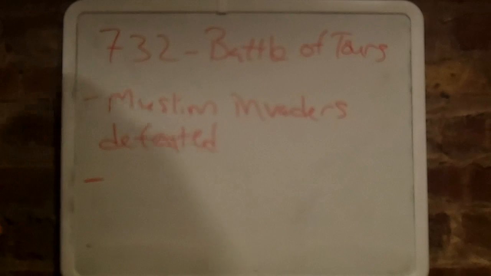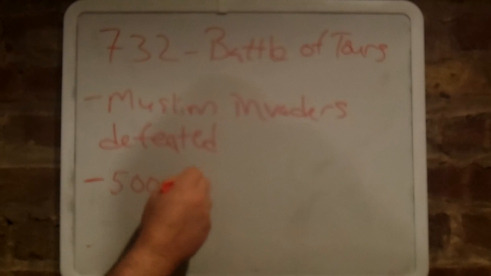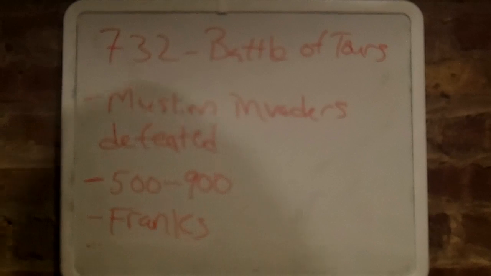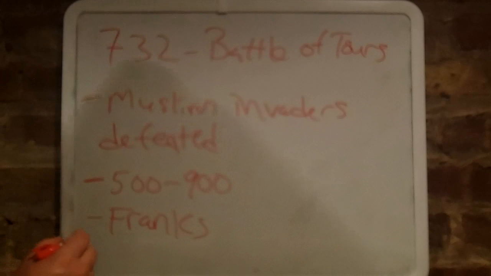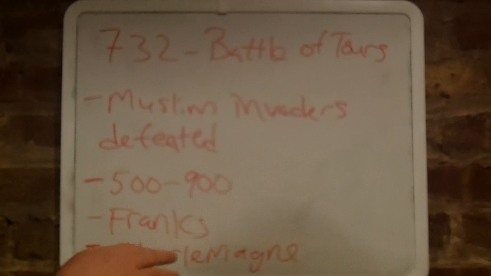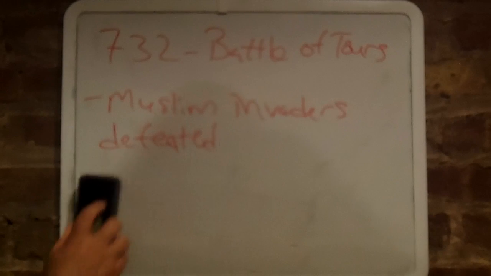Now, while we're talking about the Franks, for the period of about 500 to about 900, you have the Franks. This was a Germanic tribe that conquered the Roman province of Gaul, which today is mainly modern-day France, Belgium, and parts of Germany and Switzerland. So they had their little kingdom there. And the greatest king of the Franks was a guy named Charlemagne, which is just kind of a garbled version of saying Charles the Great. Carolus Magnus in Latin.